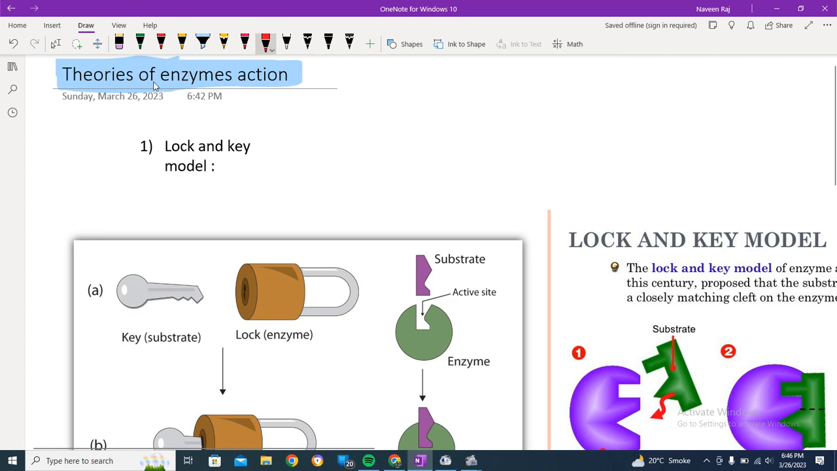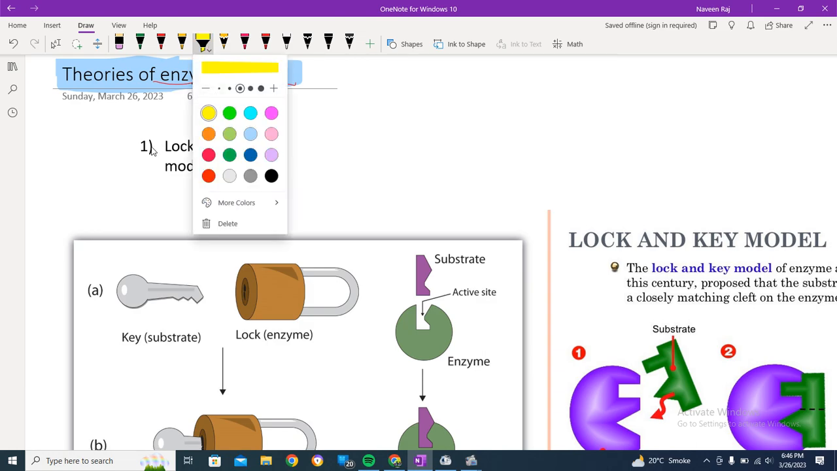We are looking at enzyme action, whatever it does, and the theories for that. This means that enzyme action is still under study. We have theories, but no laws according to it. There are two main theories, and in today's video we are looking at one of them.